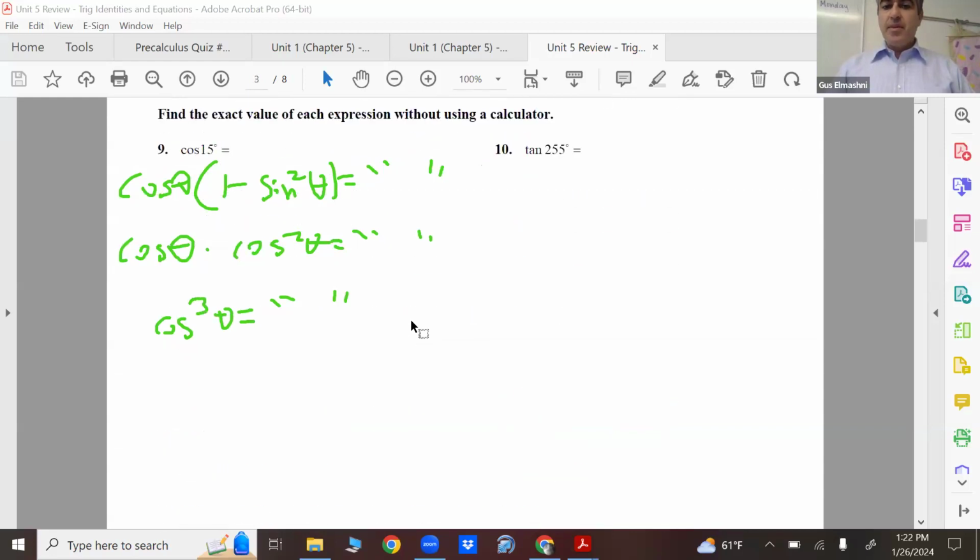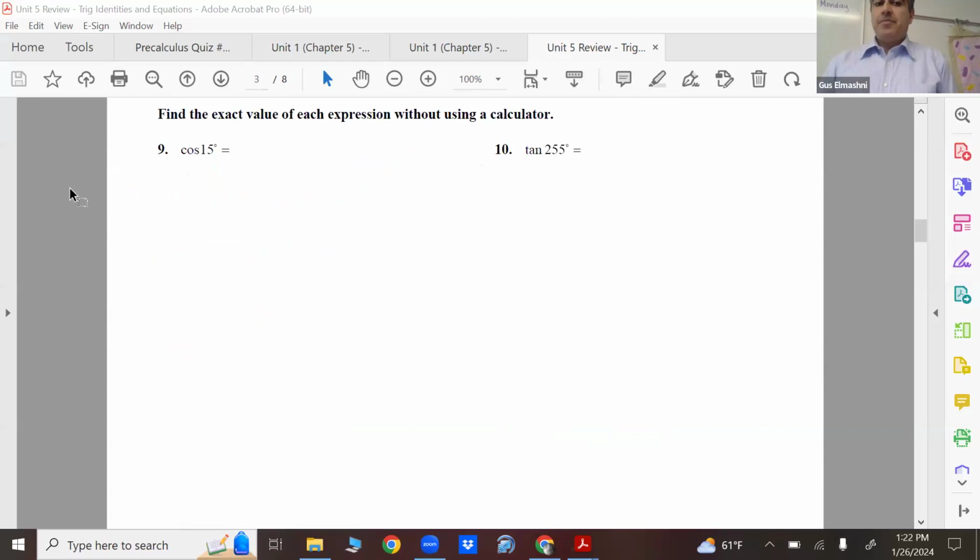This is good too. Let's take a look at tan of 255 degrees. So definitely see a problem like that. What 2 angles can we identify from the unit circle that add up to 255? What combination of identifiable angles on the unit circle could we combine? Could we use tangent A plus B? Perfect, love it. 210 and 45. Excellent choices.